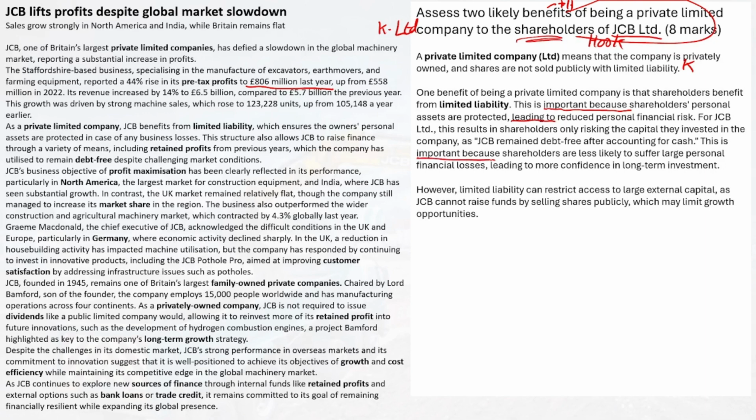This is important because, yeah, we've got a resulting in there. Shareholders are less likely to suffer large personal financial losses, leading to more confidence in long-term investments. So actually, even though it mentions risk about 3 times, it's not the best written essay anyone's ever written. What we've also got on here is more about the benefits to shareholders, confidence in long-term investments. So I'm going to put an and next to that. We need at least 3 chains of argument, and we've got more than 3 already. We haven't even looked at the however yet.